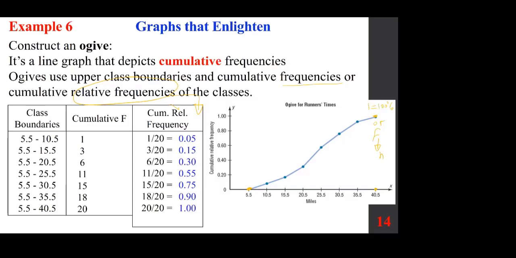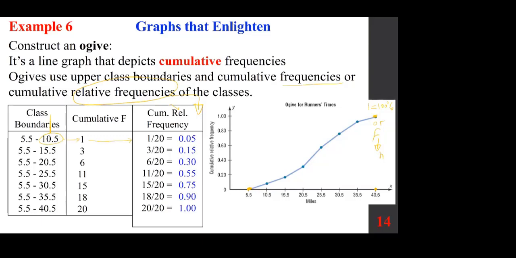So that's the first thing I want everybody to understand. The lower limit of the first boundary corresponds to 0%. The upper boundary of the last one corresponds to 100%, or n. What happens afterwards? You look at the upper boundary of the first class. So the upper boundary of the first class is 10.5, and that corresponds to either 1 or 1/20.